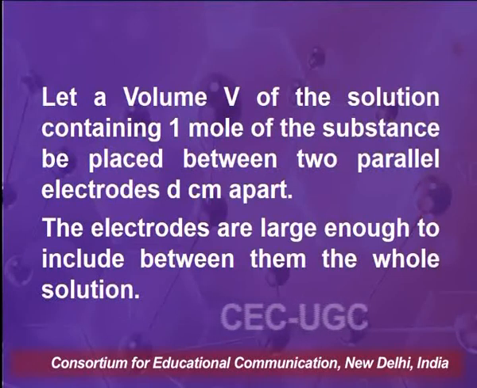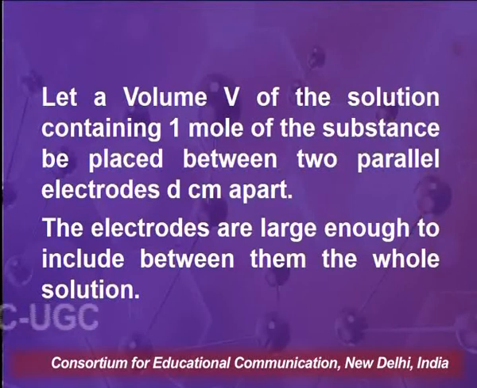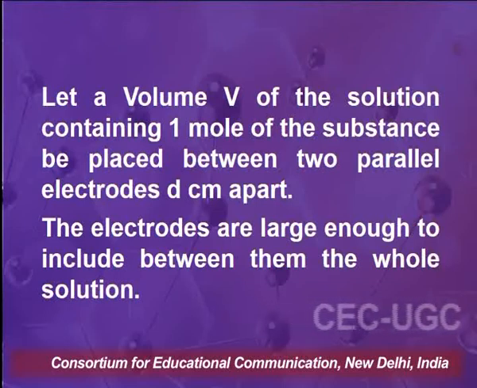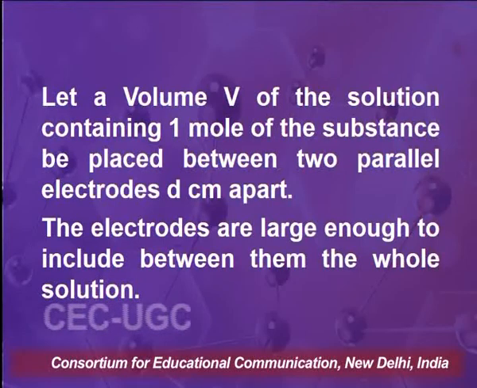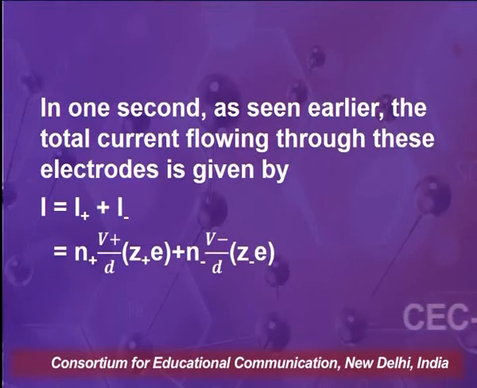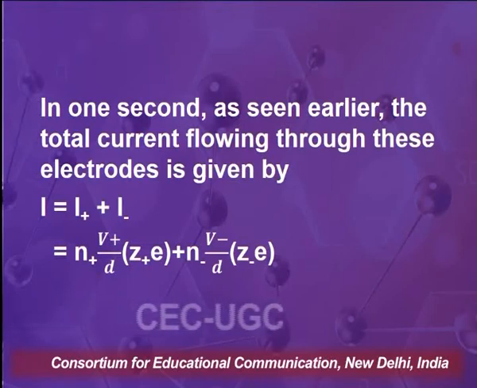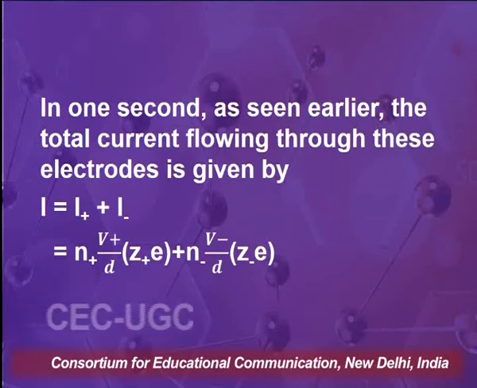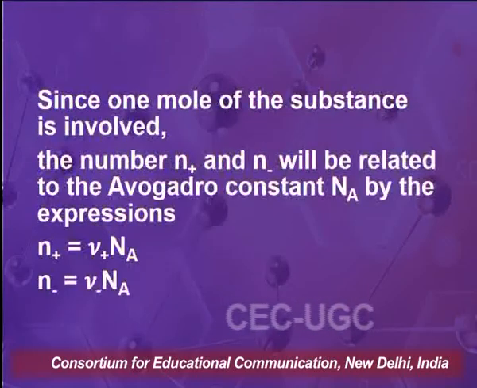Let a volume V of the solution containing 1 mole of the substance be placed between two parallel electrodes d cm apart. The electrodes are large enough to include between them the whole solution. In 1 second, as seen earlier, the total current flowing through these electrodes is given by I equals I+ plus I-, which is equal to N+ v+ by d into z+ e plus N- v- by d into z- e.